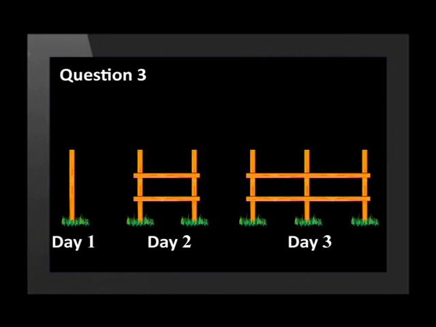Okay, ready for another one? Let's look at this example with George. Question 3. George builds a wooden fence around his property. His fence is made up of 2 parts: the posts which go into the ground and the bars that go across, joining the posts. His progress looks like this, from day 1 to day 2 to day 3.